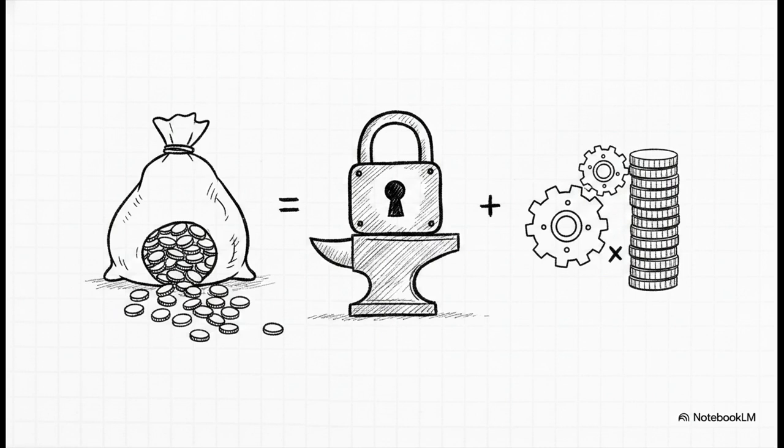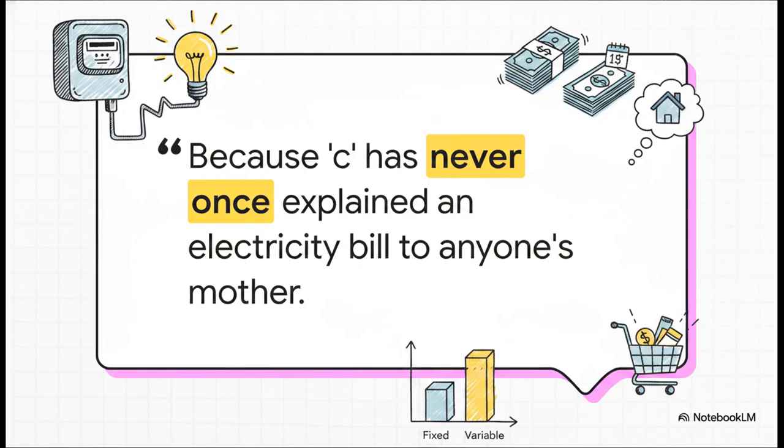Guys, this is the genetic code of almost every service agreement you will ever sign. Every single time you pay a complex bill, you are interacting with this exact equation, balancing what you pay just to have the service against what you pay for actually using it. Now, I know what you're thinking.